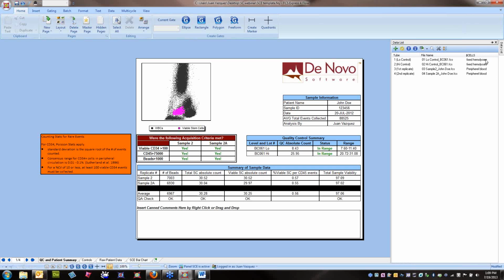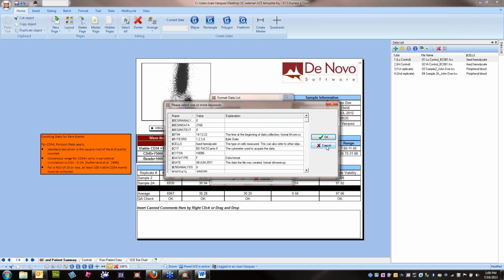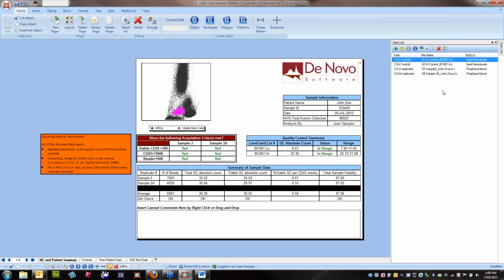These describe the type of analyses and samples that we're looking at. And we can easily add keywords to this list just by clicking on the Format button here in our data list and adding keywords. So if you needed something to give you an indicator of the type of sample that we're using, or maybe you just want to see what the patient name was, or whatever kind of keyword to save with the data file, you can add it here in the data list so you can see it automatically.